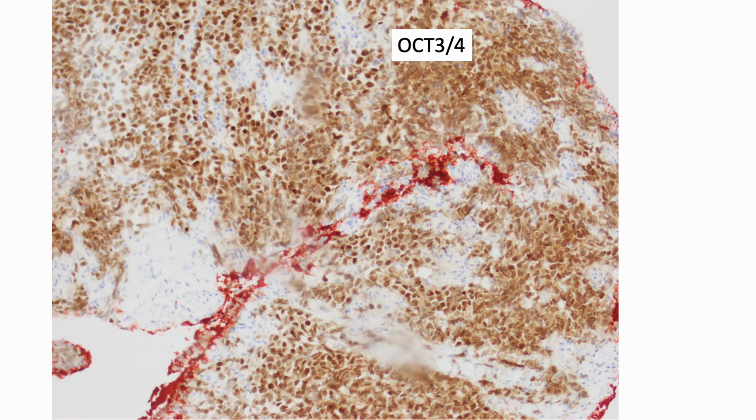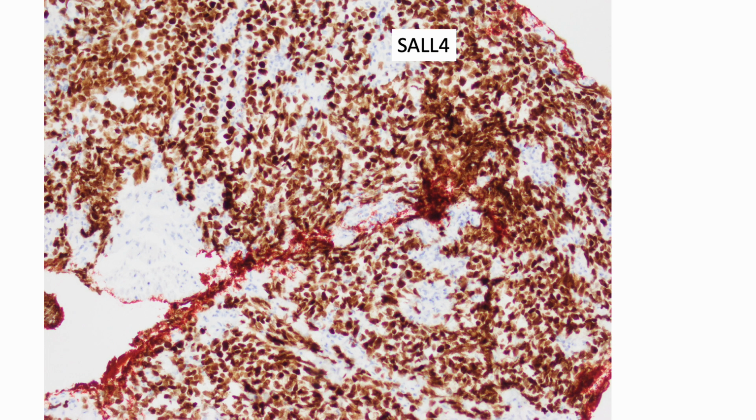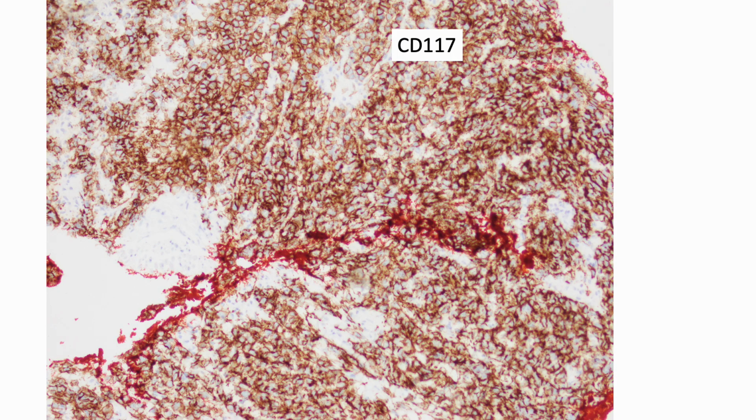Retrospective staining of the original neck lymph node biopsy confirmed the diagnosis. Here we can see that the tumor cells are diffusely positive for OCT34, also diffusely positive for SALL4. CD117 is also positive. This confirmed that the tumor was indeed metastatic seminoma, not carcinoma.